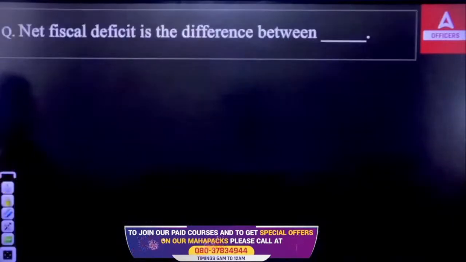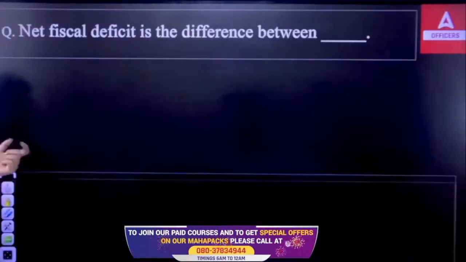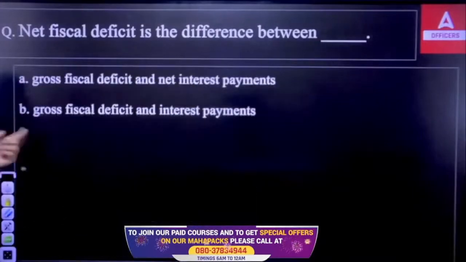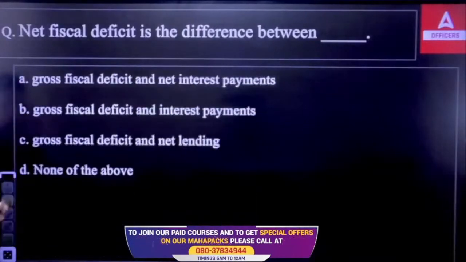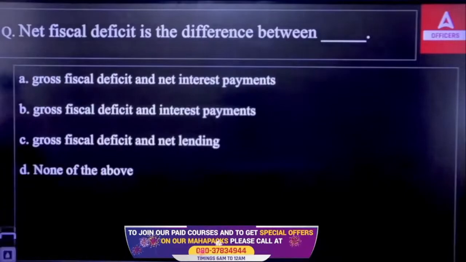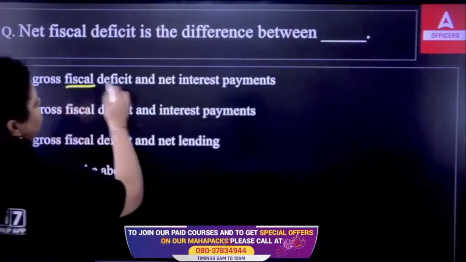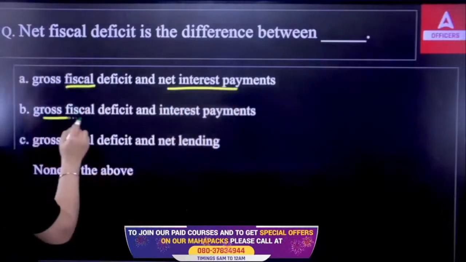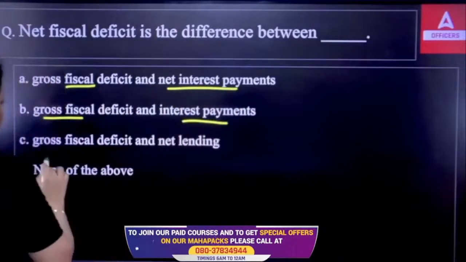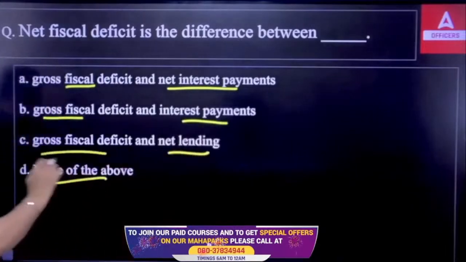Next question. Net fiscal deficit is the difference between what? Fiscal deficit we have seen: after the budget, whatever the borrowing of the government is known as fiscal deficit. So it is the difference between: gross fiscal deficit minus net interest payment, gross fiscal deficit and interest payment, gross fiscal deficit and net lending, or none of the above.